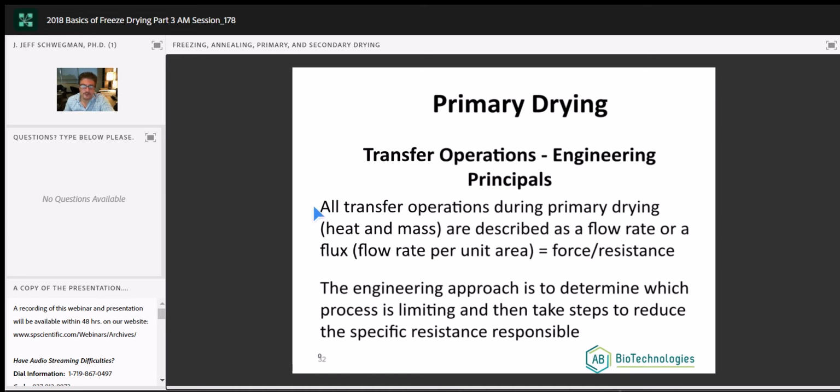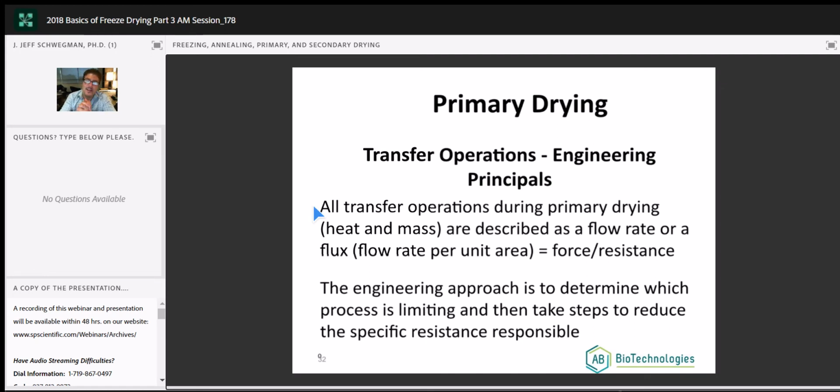Okay, so all transfer operations during primary drying, heat and mass, are described as a flow rate, or a flux if we throw in a unit area. And again, as we mentioned before, it's a force divided by a resistance. Again, the engineering approach is to understand what's the limiting factor and then take steps to reduce that.